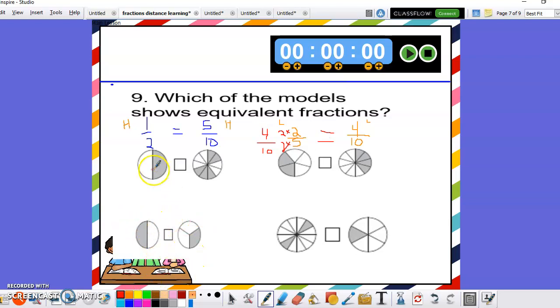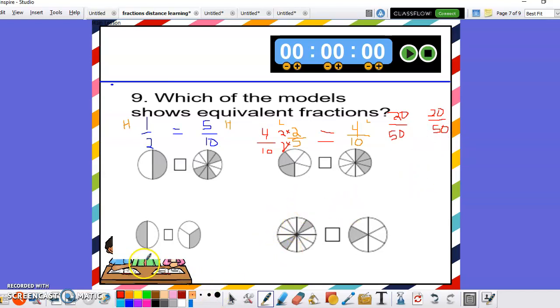Well, let's look at this one right here. Could I have done the butterfly method? Yes, I could have, but I would have come up with a larger number. I would have come up with 5 times 4 is 20, and 2 times 10 is 20, and then 5 times 10 is 50. So I would have come up with 20/50ths. Still two equivalent fractions, just larger.